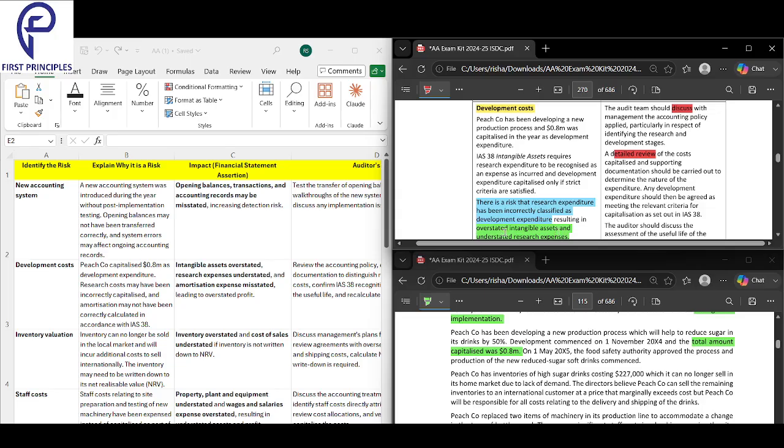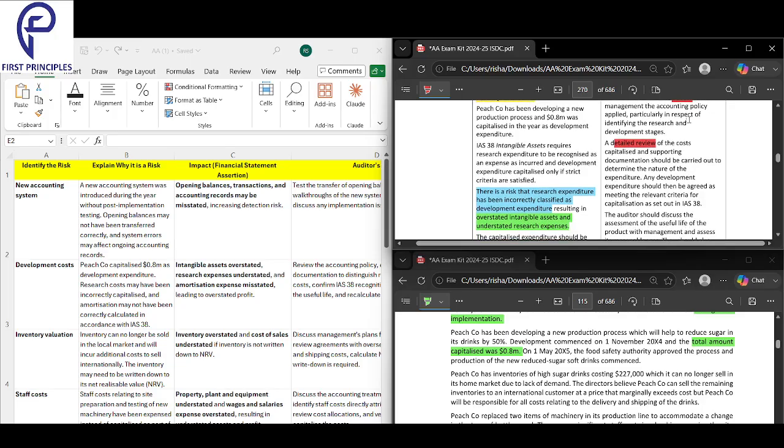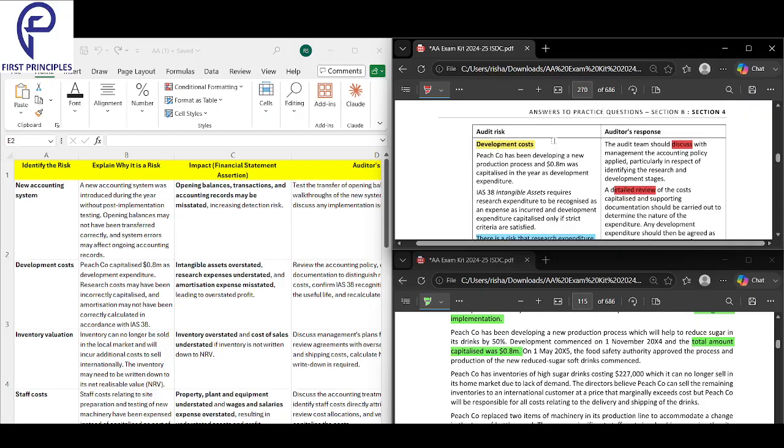So what is the solution? What should you do? The audit team should discuss with the management the accounting policy: why did you do it like this? Second, do a total review of all the capitalized expenses and see if those expenses are meeting the criteria or not. So that is about the first risk.